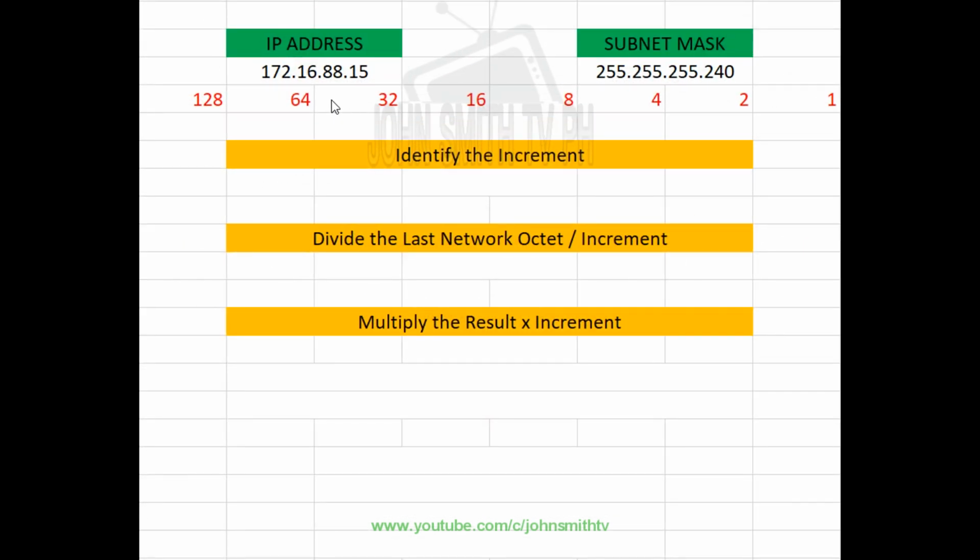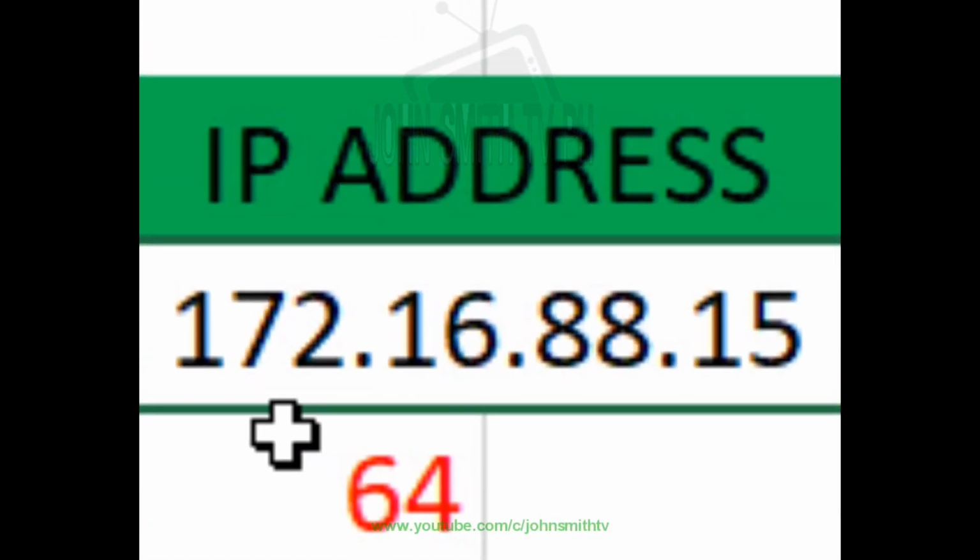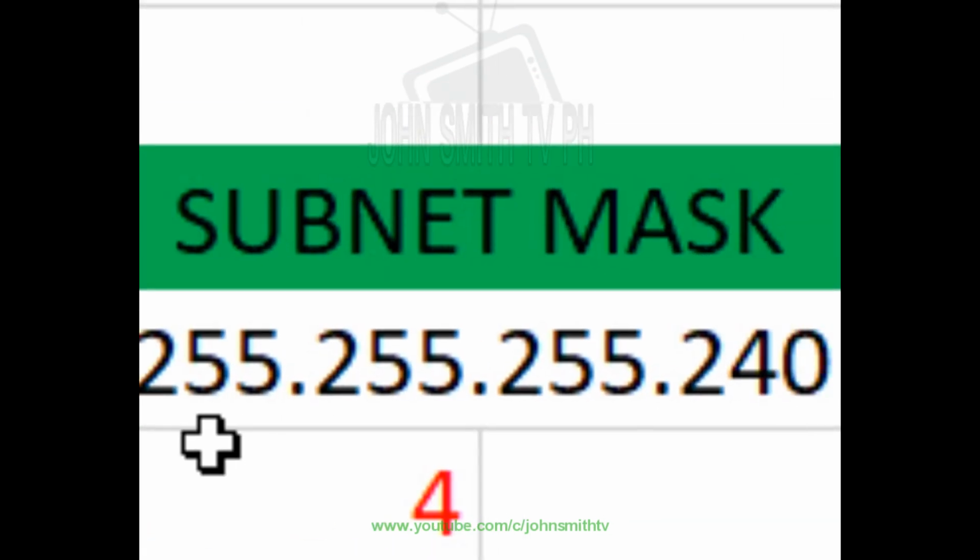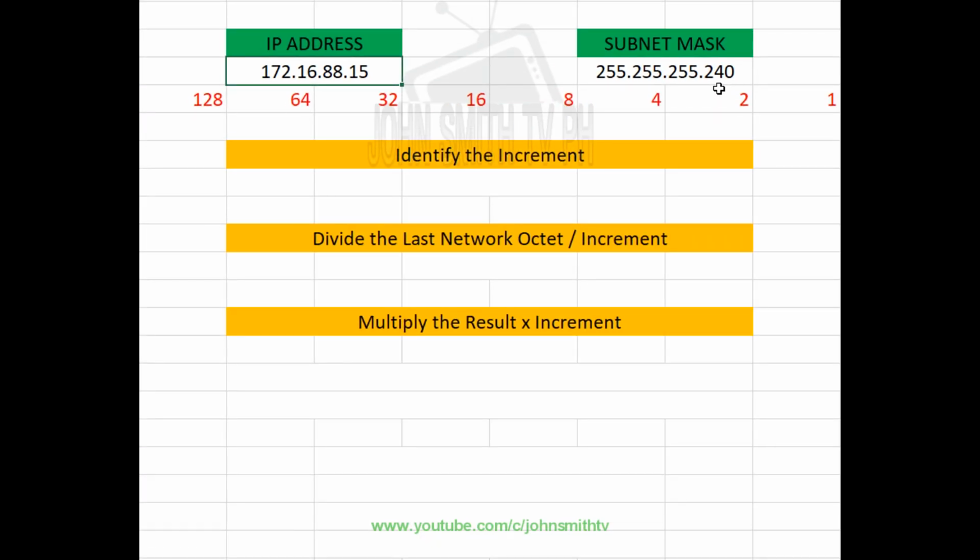Ngayon, para sa ating susunod na example, we have an IP address of 172.16.88.15 and a subnet mask of 255.255.255.240. Now, before getting the subnet 0, I want you to get the network ID and its broadcast address. Now, kindly pause this video and try to answer. Now, thank you for pausing and trying to answer this question.